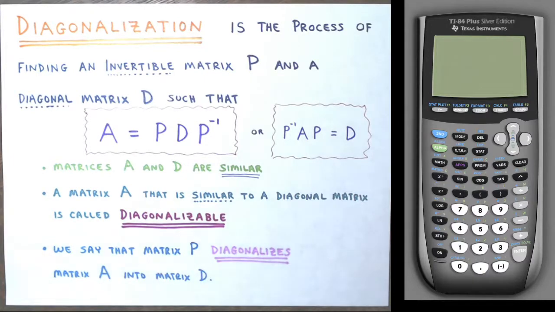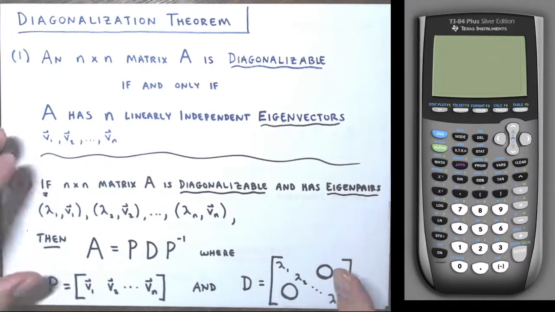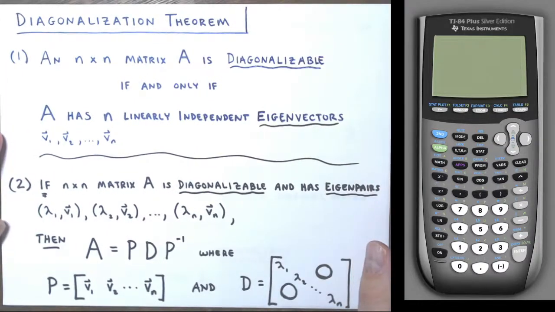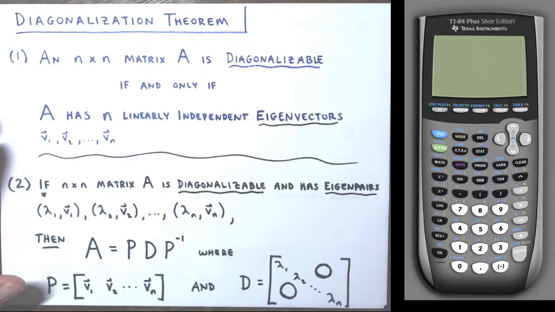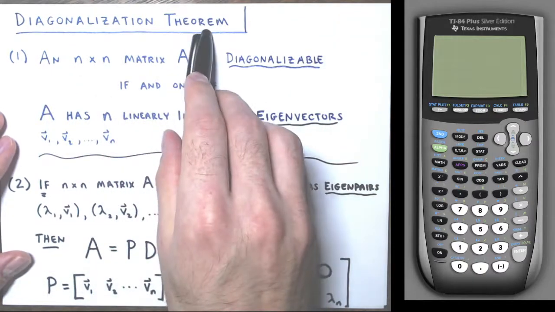Now again, most of my videos, and maybe in the future I'll go over videos where I prove these things. The point of this video isn't to go through proofs. I'm just going to make some statements and we'll go through several examples. So this is the Diagonalization Theorem.